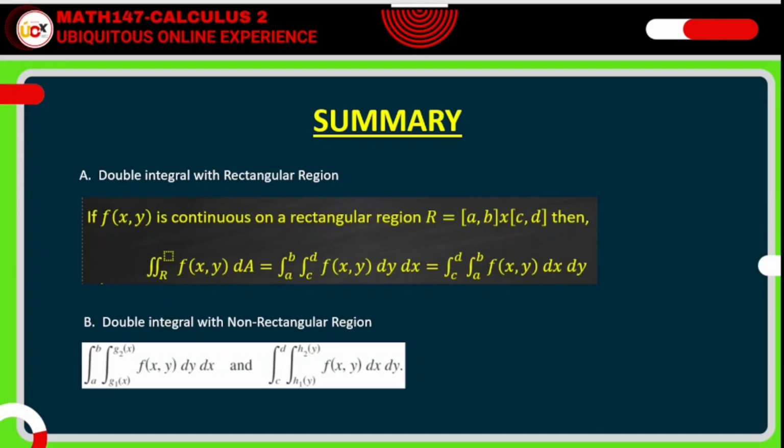But if the region is enclosed left and right by two curves, by the first curve, x equals h sub 1 of y, and x sub 2 equals h sub 2 of y, then the order of integration should be dx dy. So this can now be evaluated by taking the double integral of f of xy dx dy, where x is from h sub 1 of y to h sub 2 of y, and y is from c to d.